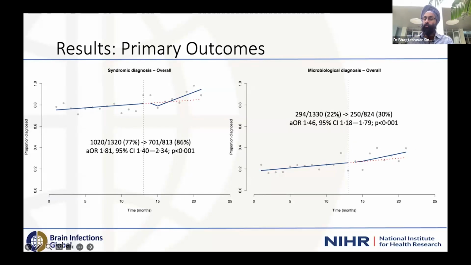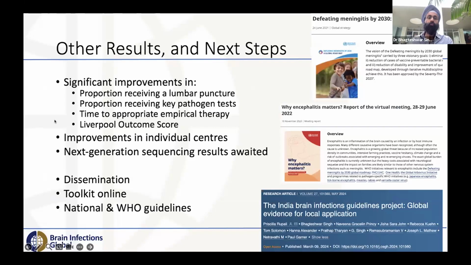This increase from 22% to 30% before versus after the intervention was significant. We also showed some improvements in other measures and in individual centers as well as overall. We have done some of the more advanced things that aren't necessarily usable just now, like next generation sequencing. We're awaiting those results, and we're now in a phase of disseminating results. You should see a paper very soon.